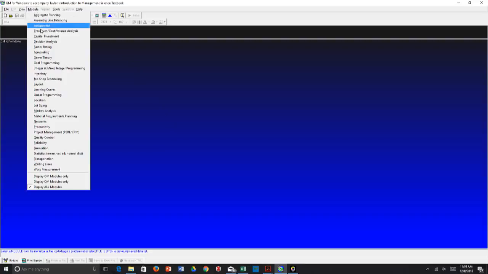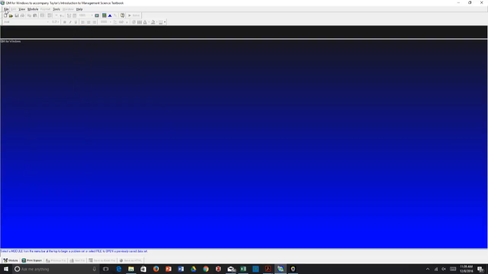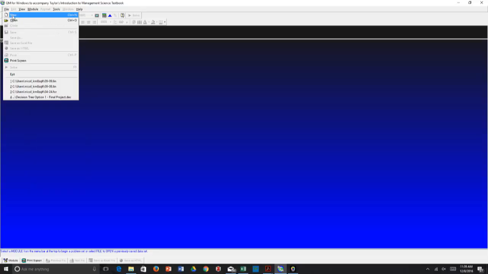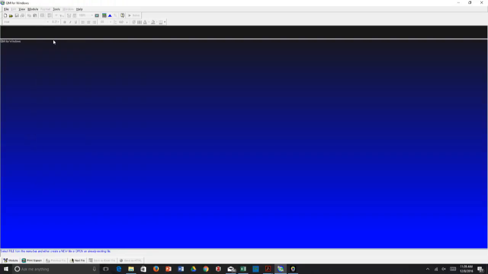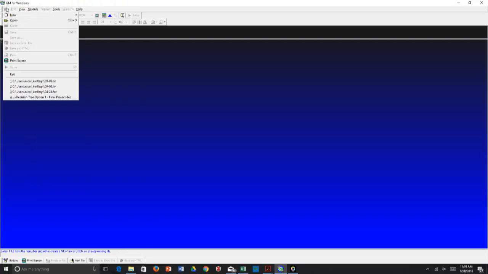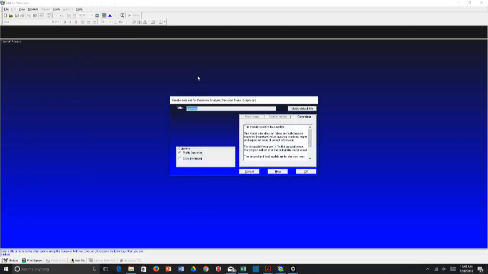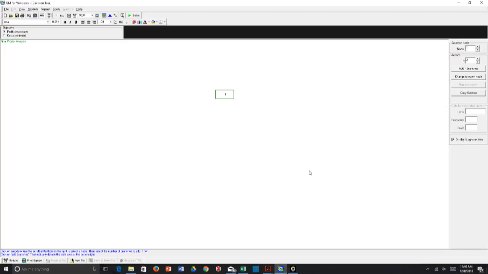Under POM-QM, we're going to use Module Decision Analysis, File New. Have to click the Decision Analysis module first. And we're going to use the Graphical Decision Tree. And this is our final project analysis. We want to maximize our profits. And we make sure again that it says maximize profits.